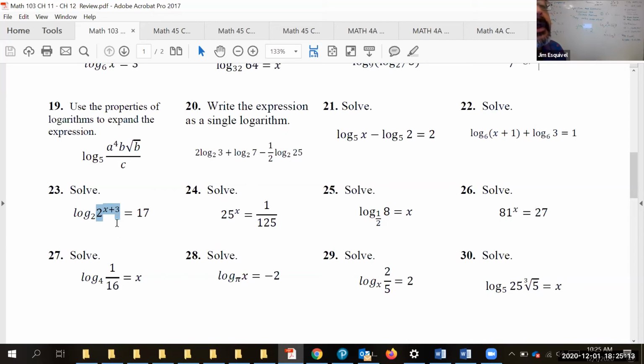But what I was getting at was on the left side, that is log base 2 of 2 to the x plus 3. Since the bases are the same, on this left-hand side, this is just x plus 3. Over here, 17. Because they undo each other.